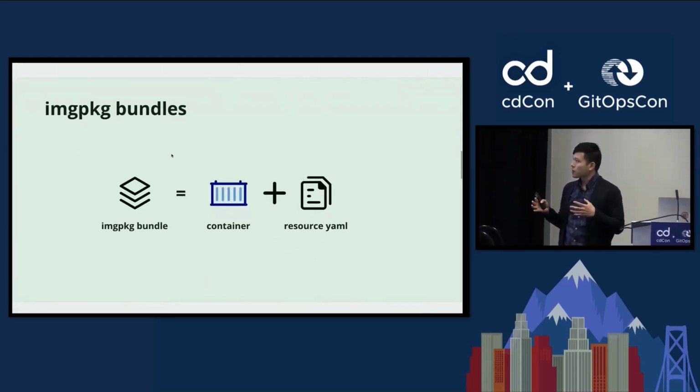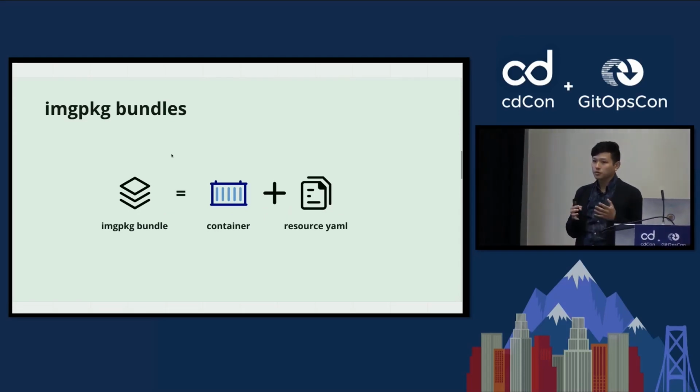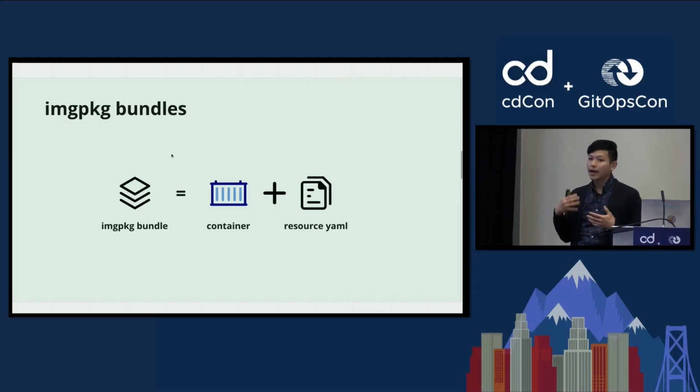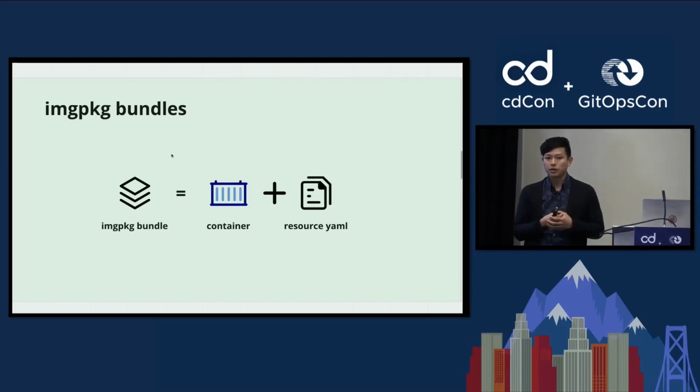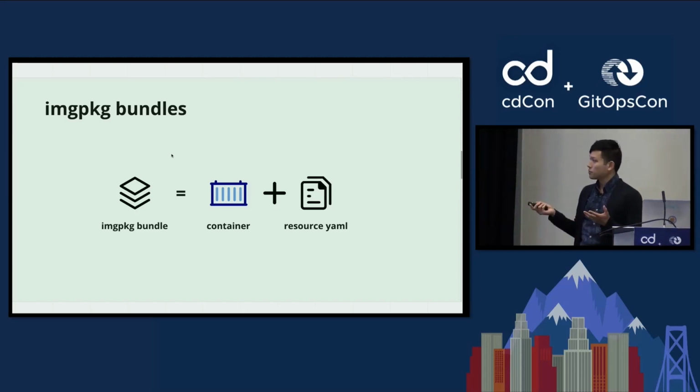The first thing I want to talk about is the image package bundles. An image package bundle is a container and the resource YAML that uses that container, things like your deployment, service, and ingress. And the concept is called image package bundle under Carvel.